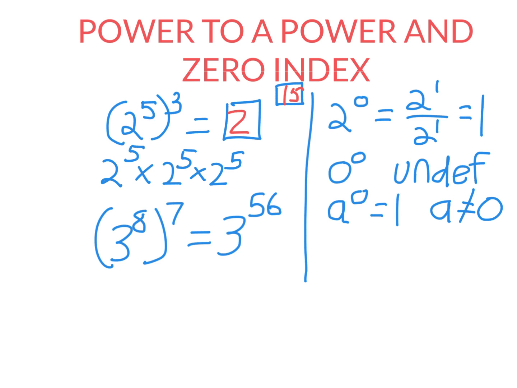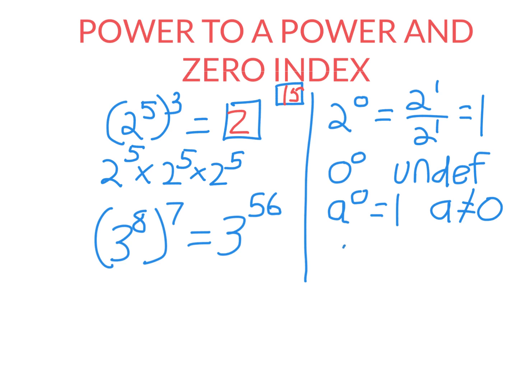So that means 2 to the power of 0 is 1, 3 to the power of 0 is 1, 7 to the power of 0 is 1, minus 2 million to the power of 0 is 1. I know it's a bit tricky to understand, but the reason is because when you're raising to the power of 0, you're dividing by itself.